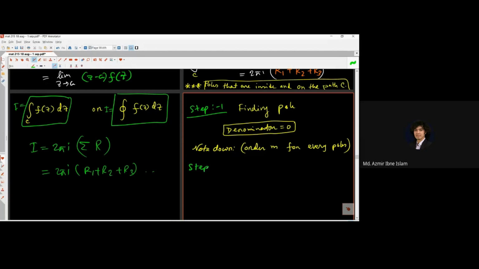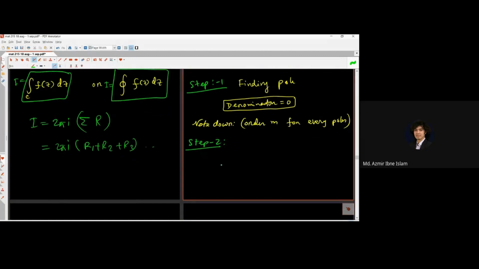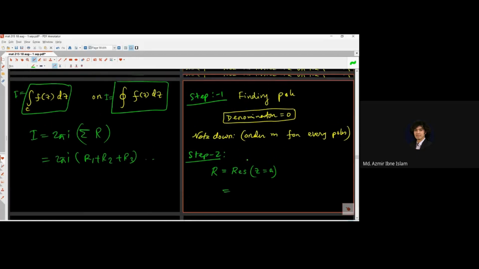Let's move to step 2. If you follow steps, then complex integration will be easier for you. So in step 2, we have to find the residues. So residue can be denoted in terms of R. We can say residue at z equal to a, residue at z equal to b, residue at z equal to c, depending on how many poles we have. And the formula I have already mentioned. What is the formula? This one.